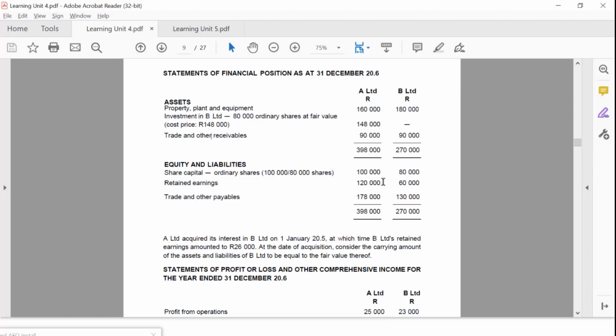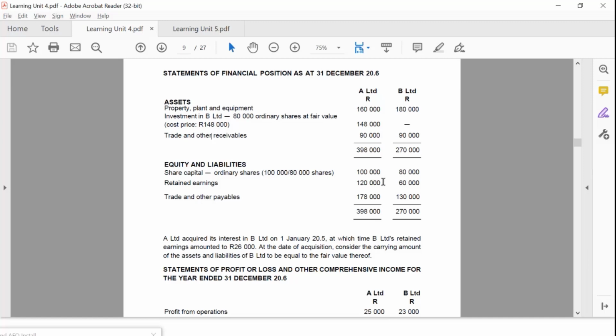No. Well, you made a mistake. 148 plus 26. What do you get? 148 plus 26. Yeah. That's 174,000. Yes. So there's a difference now. There's a difference of how much? Of 26,000. Good.